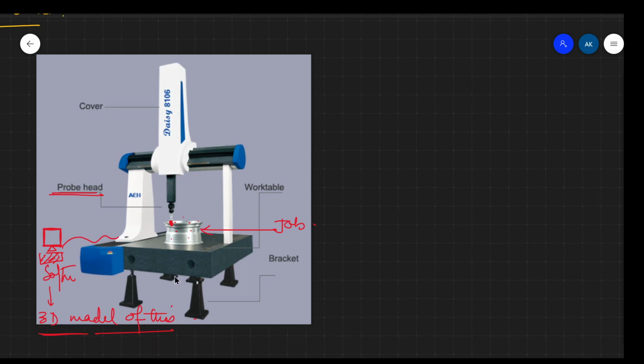Of course, it's not so simple as I have said, but it's not so difficult also. Now, to understand this, there are a few terms you should know. One is actual shape. Second one is nominal shape. And third one is substitute shape.